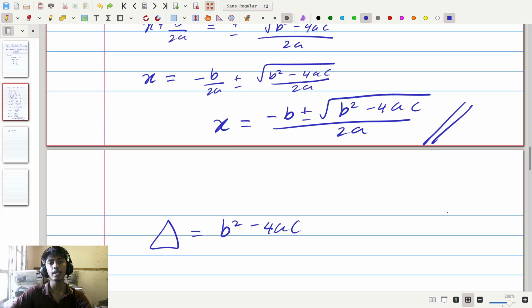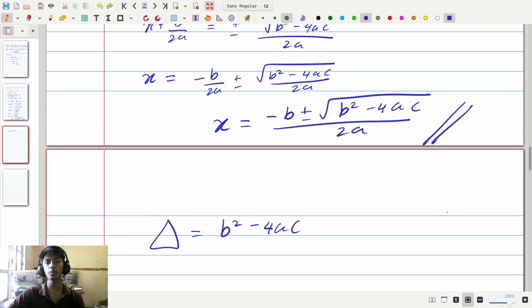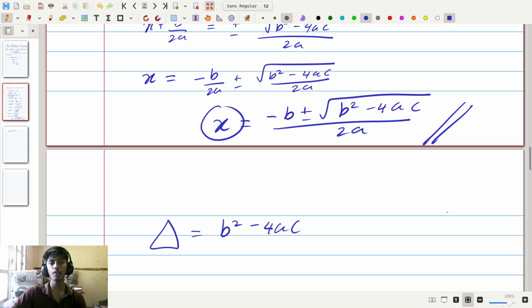You see, if b squared minus 4ac, as in delta, is negative, then what we have here is minus b plus or minus the square root of a negative number divided by 2a. As we know, the square root of a negative number is something called an imaginary number, and an imaginary number plus a real number is something called a complex number. Therefore, x would be a complex number if b squared minus 4ac, as in the discriminant, is a negative number.